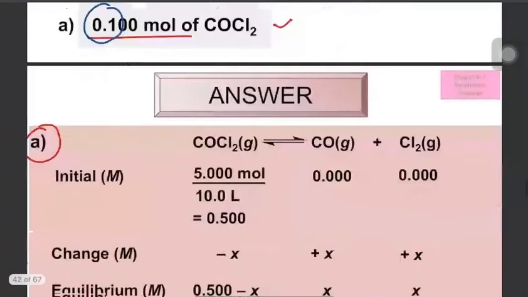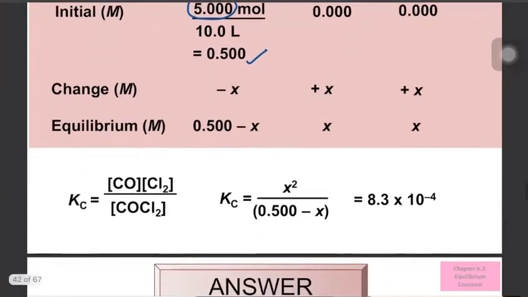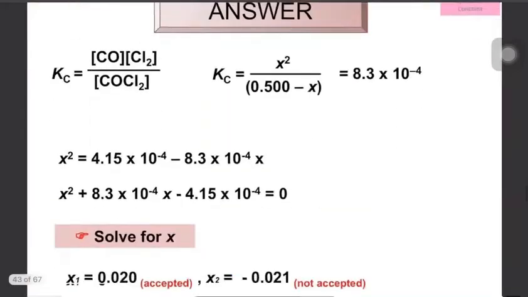Okay, so there you have your ICE table, whereby in the beginning we are starting with 5 mole. So you get your concentration as 0.5, so 5 mole divided by 10 liter. Then the next thing, you substitute everything into your Kc expression. The Kc value is given in the question. If you realize, that is the Kc value given in the question. Okay, so then you find your x value.